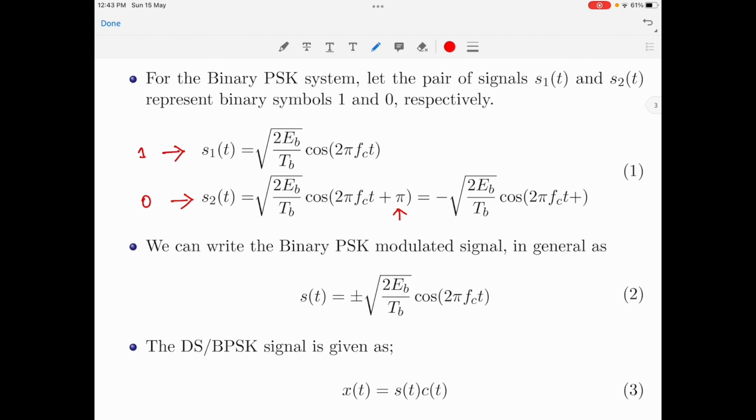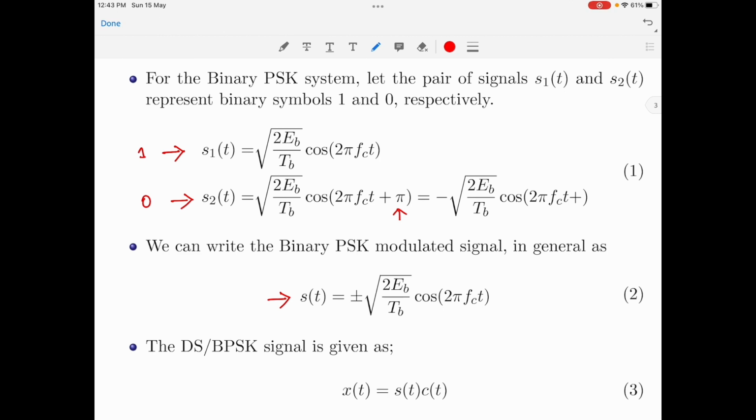By analyzing the RHS of equation 1 for both S1 of t and S2 of t, I can write a generic expression for the binary PSK modulated signal as S of t equals plus or minus square root of 2Eb by Tb cos 2 pi fct. Plus symbol here represents transmission of symbol 1, minus represents transmission of symbol 0.